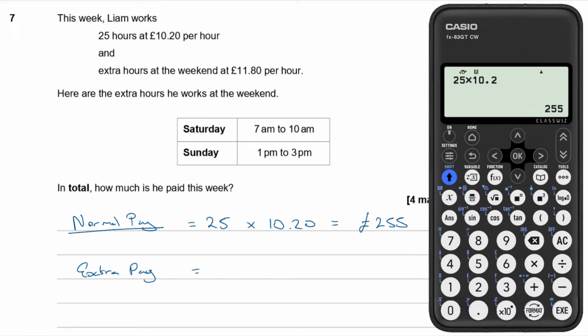So how many hours is that then? Well, 7 a.m. to 10 a.m., 7, 8, 9, 10. That's 3 hours, isn't it? He's working 3 extra hours on Saturday, and 1 p.m. to 3 p.m., 1, 2, 3, it's 2 extra hours there, isn't it? So altogether, he's worked 5 extra hours over the weekend. So it's going to be the 5 extra hours he worked multiplied by his weekend rate, which is £11.80.